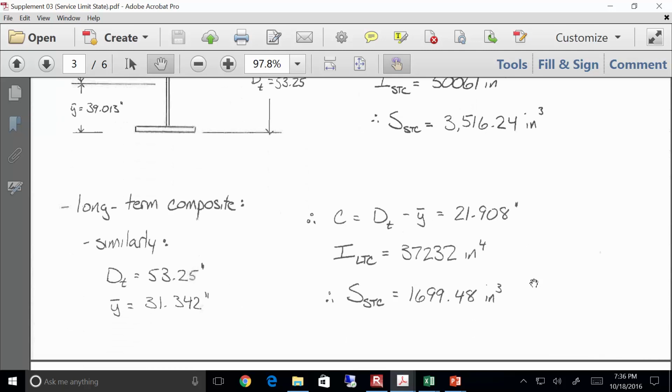Long-term composite, it's a similar set of calcs. The total depth, there's the Y-bar. The Y-bar changes as well as the moment of inertia. Plug and chug, and I get a different section modulus. Sound good?